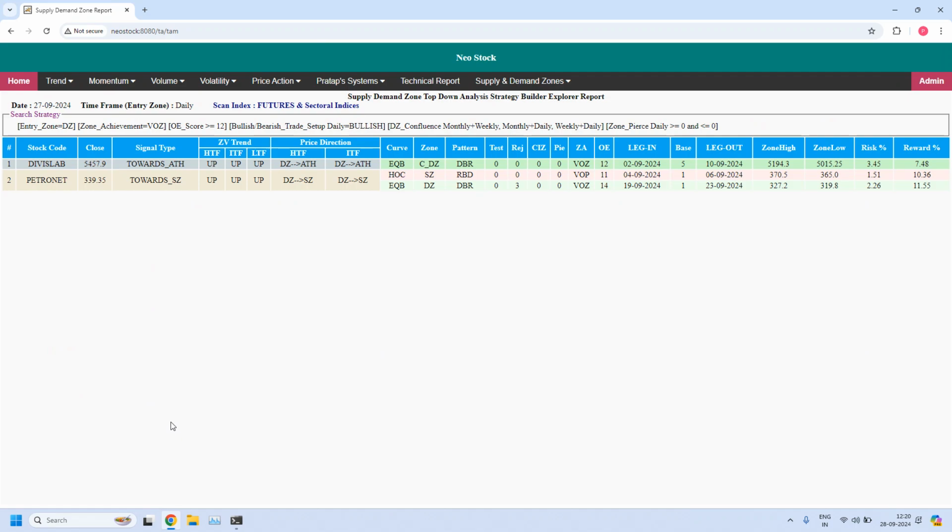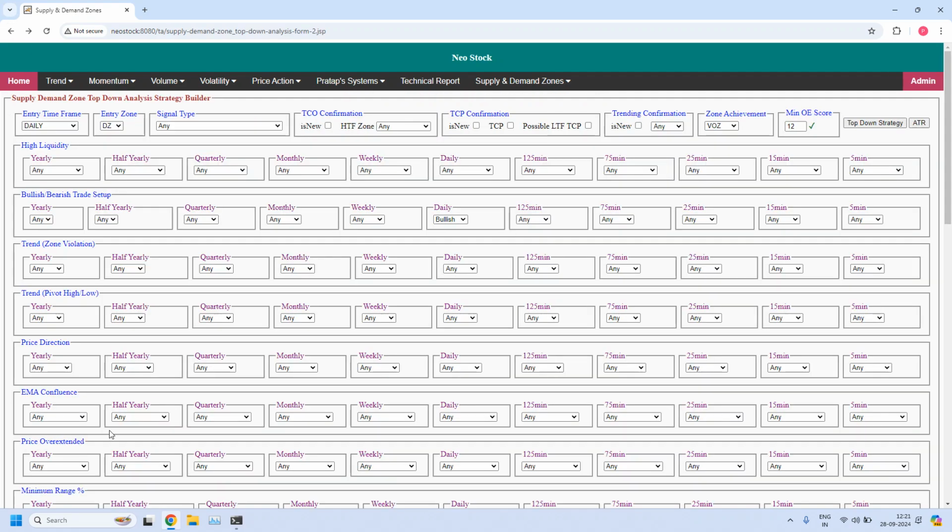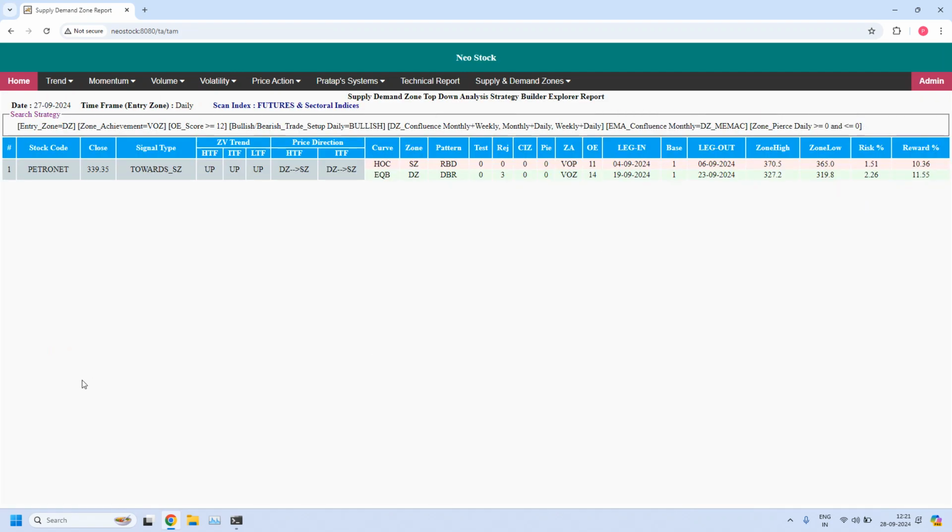Both the stocks, monthly trend is uptrend. If any of these stocks are having monthly EMA confluence, it is even more high probability setup. Let's verify. Monthly EMA confluence. I'm enabling monthly demand zone with monthly EMA confluence. One stock is filtered. So it is a high probability setup stock.